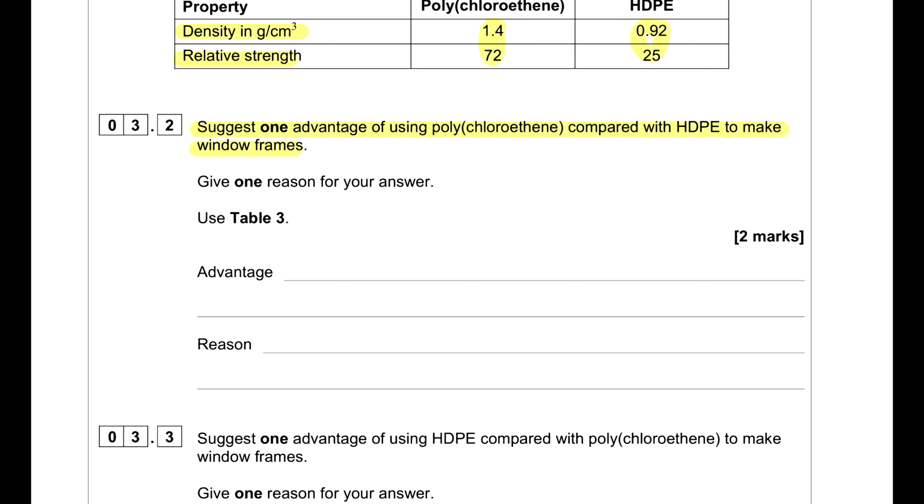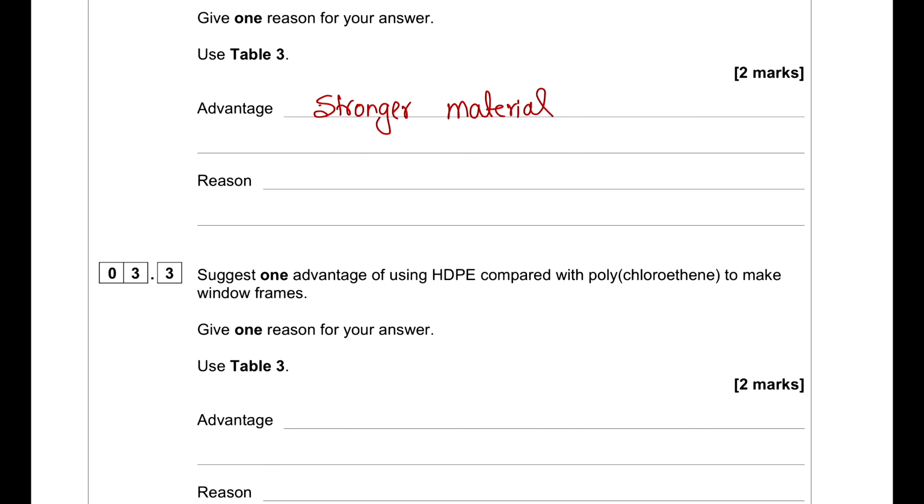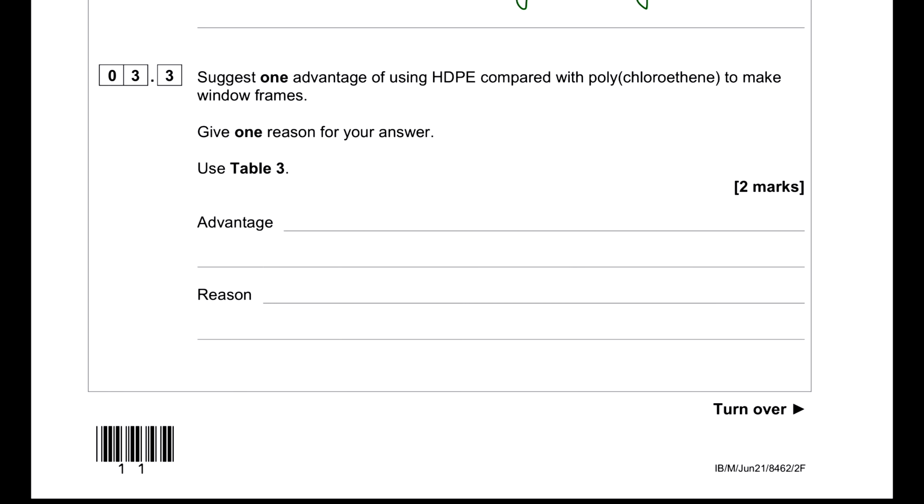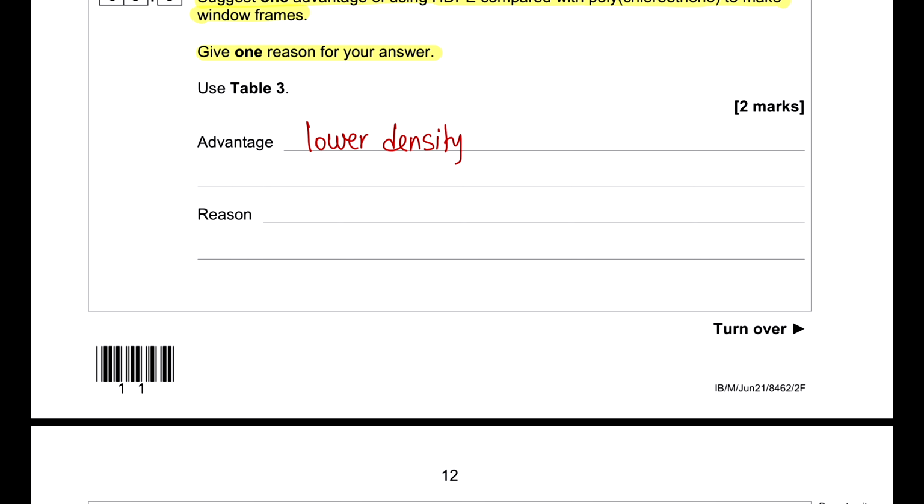So the advantage we can see is that polychloroethene has relatively higher strength. Since it is stronger, there is a chance that it will less easily get damaged. Suggest one advantage of using HDPE compared with polychloroethene to make window frames. Give one reason for your answer. You can see that HDPE has less density, so the material is going to be lighter.